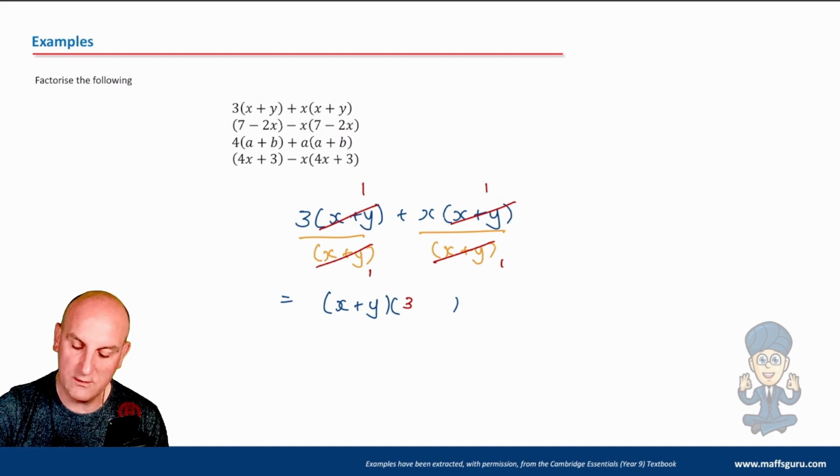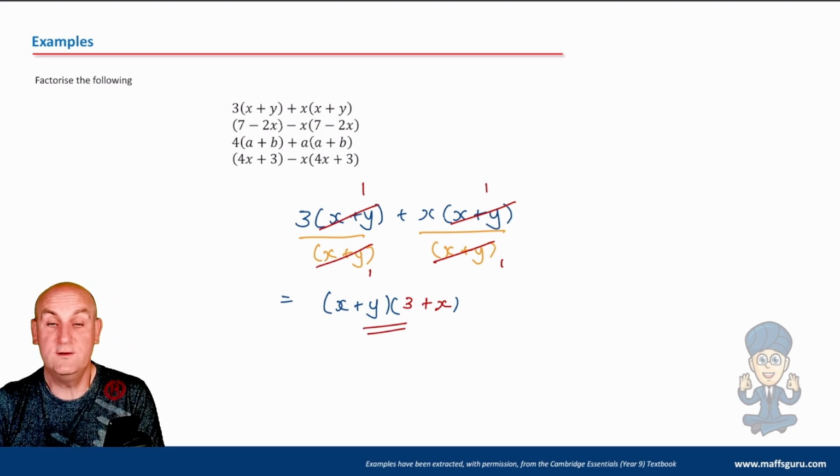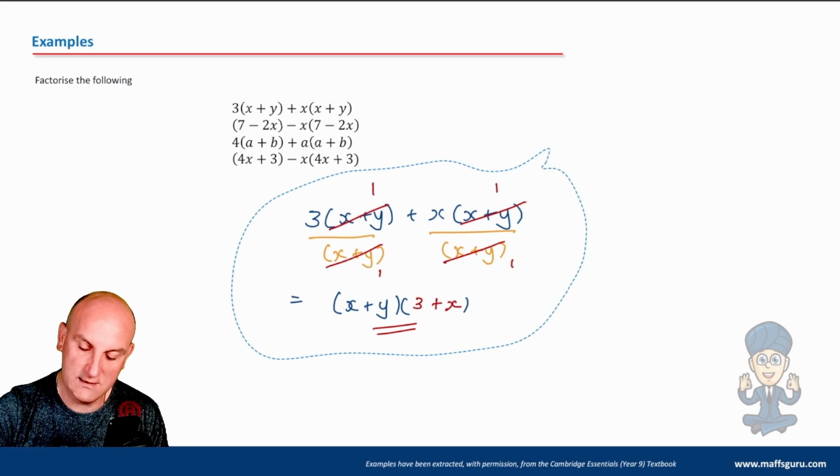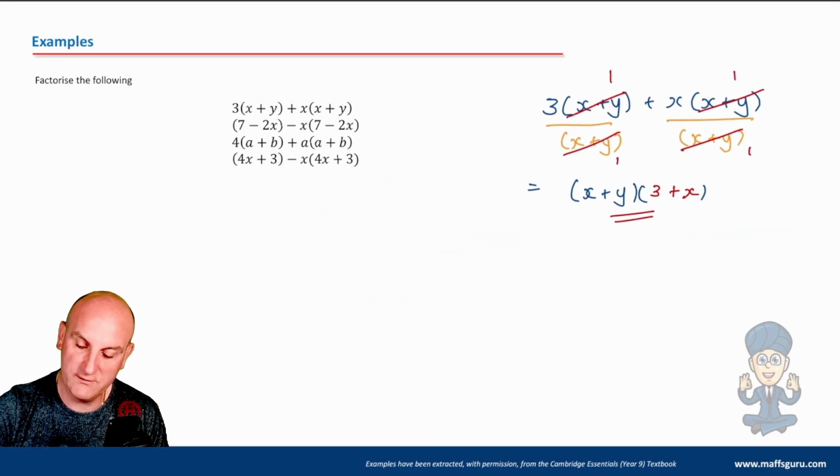And what do we got here? We got plus x times 1. So plus x, and there we go. We have now just factorized. Let's move this somewhere else out of the way so we can have a go at another one.